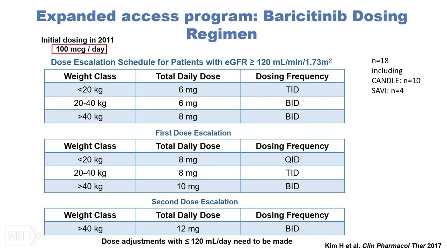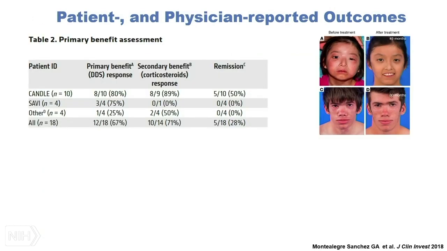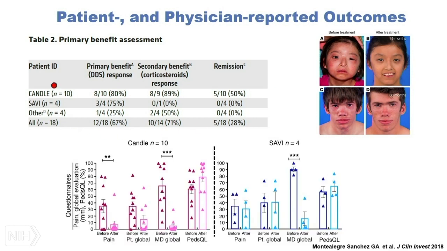They are much more tricky to dose, and they require more safety monitoring than biologics. But we've been able to get a treatment regimen. This slide shows that 50% of patients with CANDLE achieved complete remission, while we've seen improvement in SAVI and in 2 other patients, but none of them reached remission. So we need to do better.